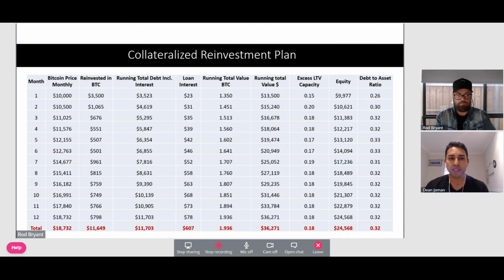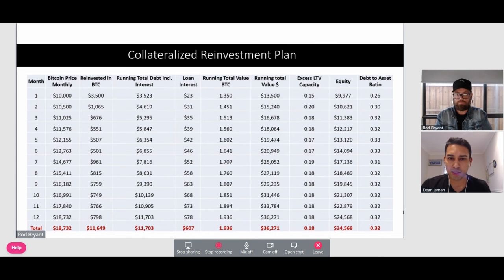If you look at the running total debt, including interest, you borrow at the end of the year approximately $11,000, almost just under $12,000. And the loan interest you'd be paying is around, I can't see the figure, $600 approximately. Yeah, it should be $607. I can't see, there's a little cursor there on my side. Is it gone now? That's fine. Yeah, $607 it says, which is not a heck of a lot. It's not that much. The running total value of Bitcoin, you have around 1.93 approximately.